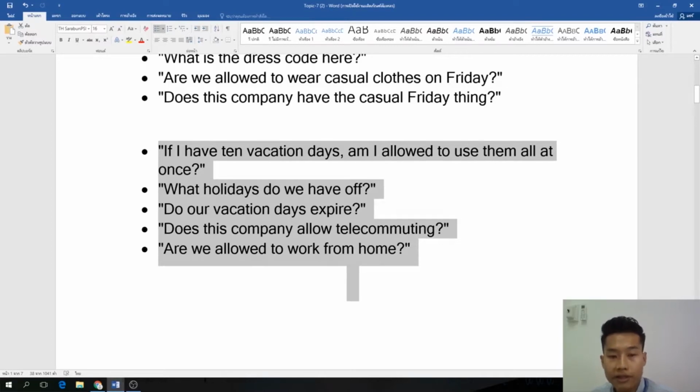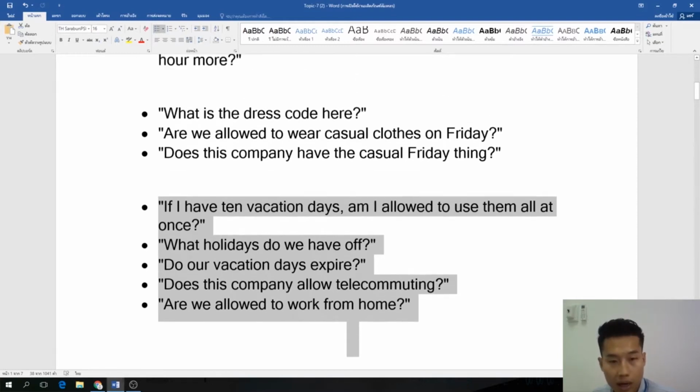If I have 10 vacation days, am I allowed to use them all at once? What holidays do we have off? Do our vacation days expire? Does the company allow telecommuting? Are we allowed to work from home?